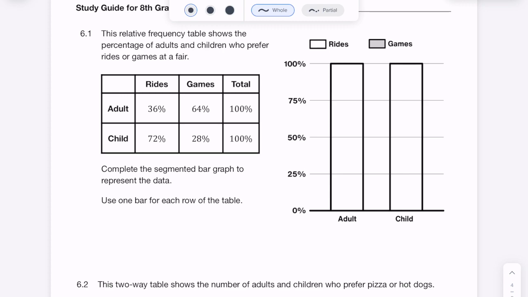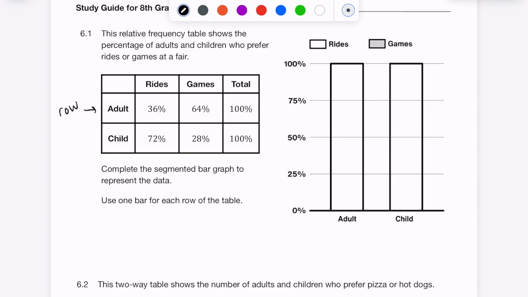Question 6.1. This relative frequency table shows the percentage of adults and children who prefer rides or games at a fair. Complete the segmented bar graph to represent the data. Use one bar for each row of the table. So a row is the horizontal. So we're talking about adults and children. Okay, so here we're just sort of graphing this.